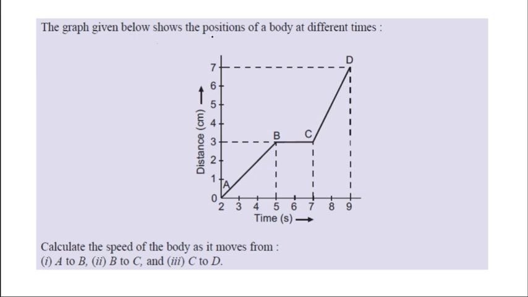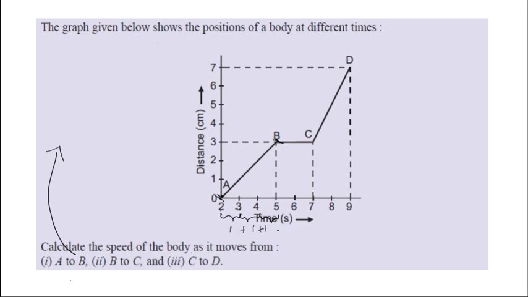Now we'll go for the another question which we have taken up in the starting. The graph given below shows the positions of the body at different times. Calculate the speed of the body as it moves from A to B. So A to B, I'll just give you a hint here. From A to B, how much time has it covered? 1 second, 2 second, 3 second. So remember, from 2 to 3 is 1 second, plus 3 to 4 is 1 second, plus 4 to 5 is 1 second.